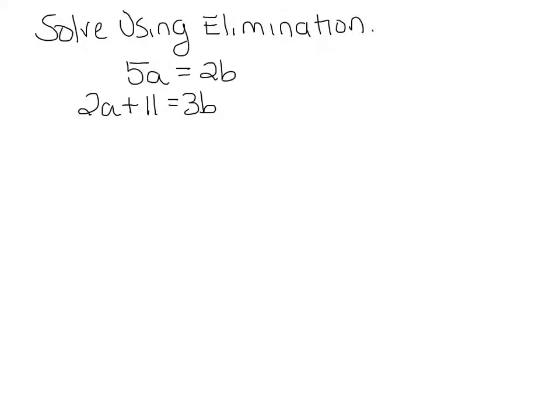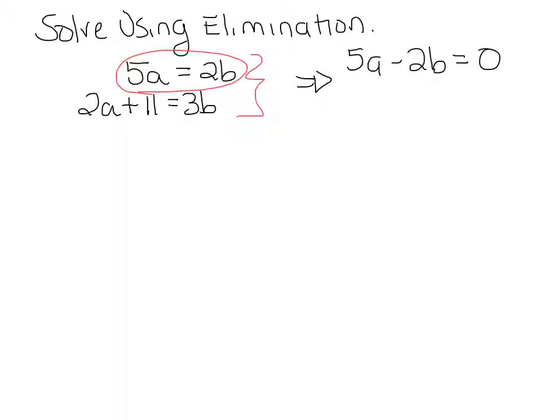In this example, we're going to solve a system of equations using the elimination method. The first thing I notice is that the order needs to be rearranged. I need to get A and B on one side and the numbers on the other side. Therefore, in my first equation, I'm going to subtract 2b from both sides to get my equation in the order that it should be. When I subtract 2b from both sides, I get 5a minus 2b equals 0.